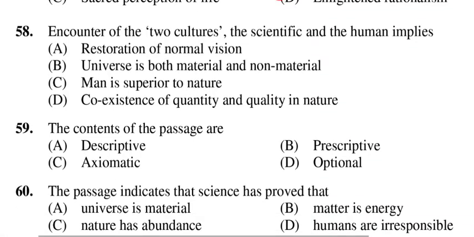58, it says encounter of the two cultures, the scientific and the human, implies what? Restoration of normal vision. Universe is both material and non-material. Man is superior to nature. Coexistence of quantity and quality in nature. 58, the correct option will be: encounter of the two cultures, the scientific and the human, implies the restoration of normal vision.